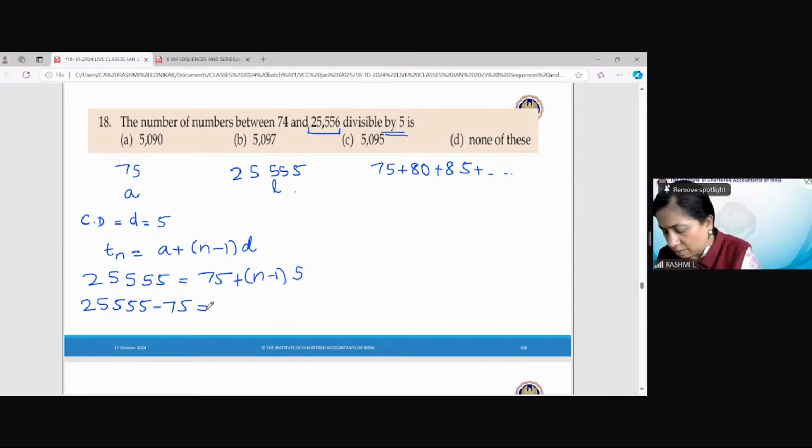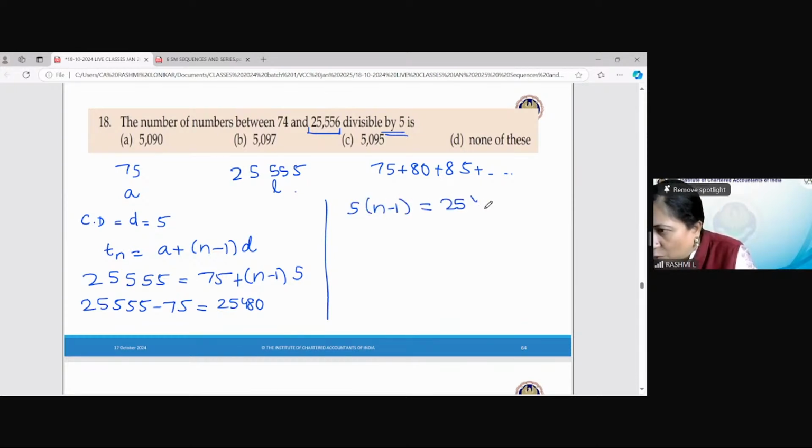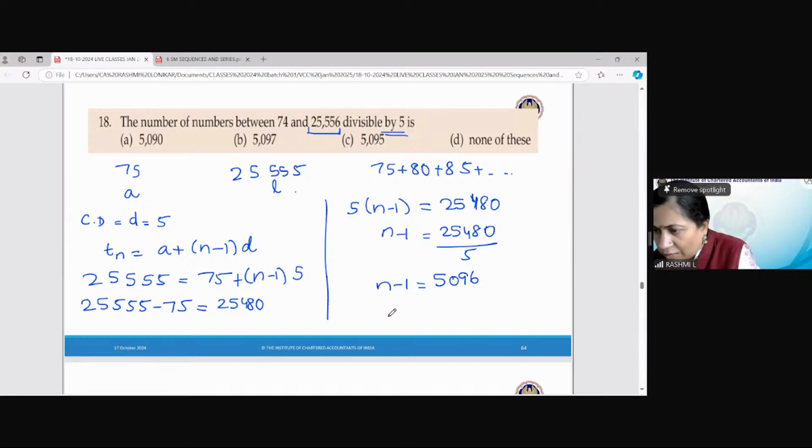So how much is this? 2555 minus 75 gives me 2480. Now 5 into n minus 1 is equal to 2480. So n minus 1 is equal to 2480 divided by 5. You can do this quickly. 2480 divided by 5 is 496. So n minus 1 is equal to 496, and n will be equal to 496 plus 1, which is 497. Okay.